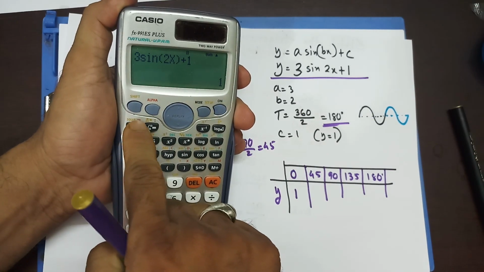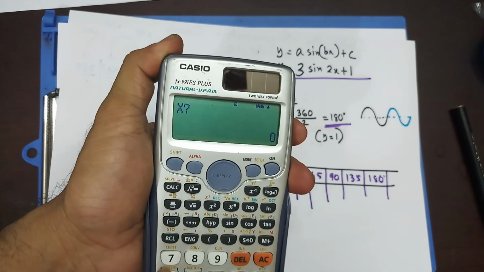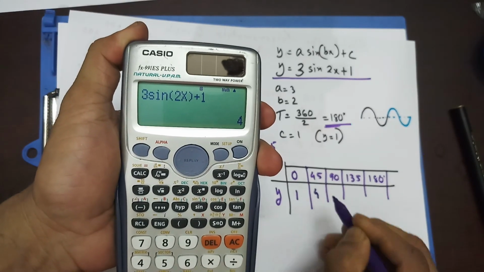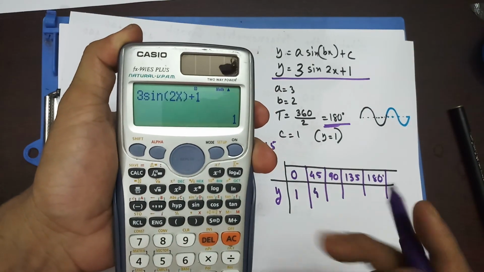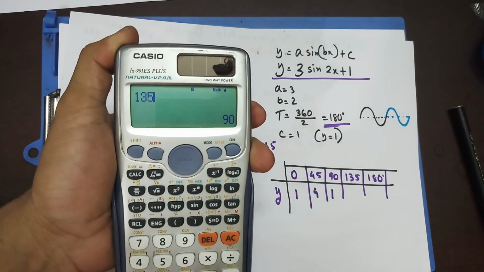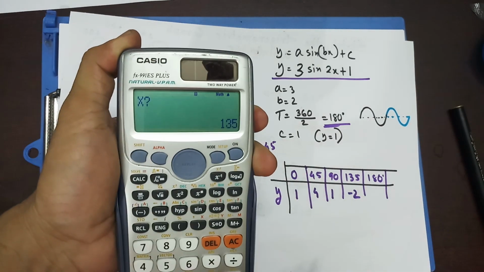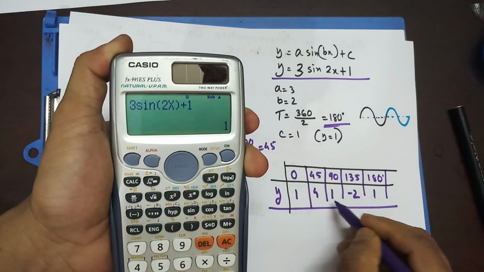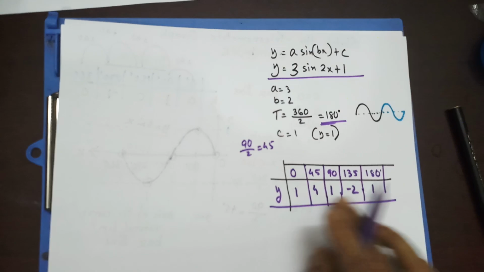Now again go back to calculate, and this time the value of x is 45. Put 45, then enter. It's going to be 4. Again calculate, then put 90. That's going to be 1. Calculate 135. That's going to be minus 2. Then calculate 180. That's going to be 1 again. You can do it manually, or you can put in the values like that. So these are the values.